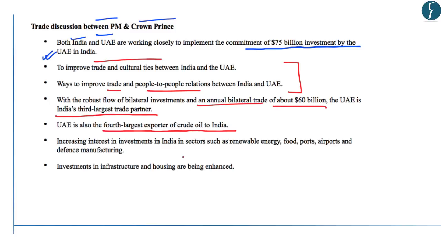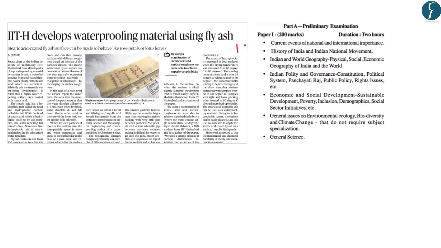And UAE is also showing its interest to increase investment in various sectors in India, such as renewable energy, food, ports, airports, as well as defense manufacturing. And in this backdrop, even investments in infrastructure and housing are being enhanced by UAE in India. So it was on these aspects that Prime Minister Narendra Modi and the Crown Prince of UAE held trade discussions between the two countries. The next news appears on page number 15.